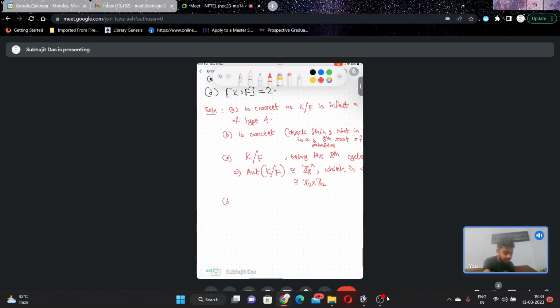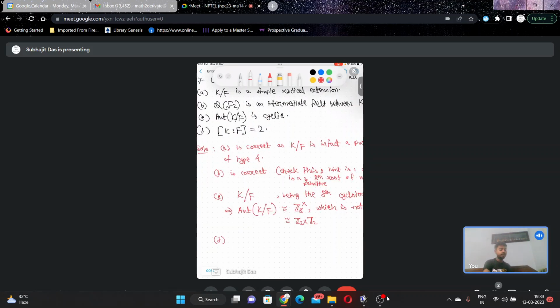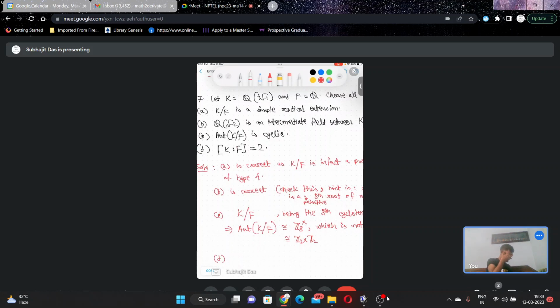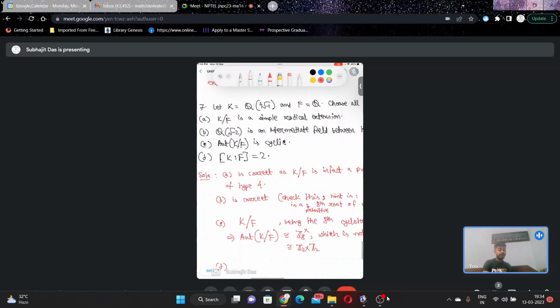And what about option D? The degree of K over F being equal to 2. So this is what is being claimed in option D. K is Q adjoin the fourth root of -1 and F is Q. We need to check whether the degree of K over F is 2 or not. The most natural thing to say here is that the degree should be 4, but we need to be very careful whether there is some polynomial over Q of degree 2 whose root is the fourth root of -1 or not. So what do you think about this?